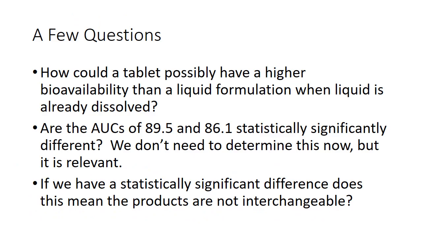So I just have a few questions here related to the last exercise. The first one, of course, in my typical style, I already answered that. The one main reason why a liquid might have lower bioavailability is because it might have lower stability of the active ingredient in the gastric fluid because of the acid. Second, are the area under the curves statistically different? And why does that matter?